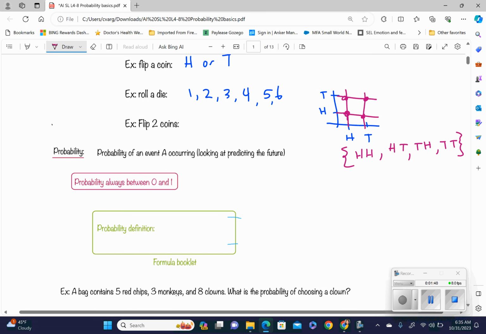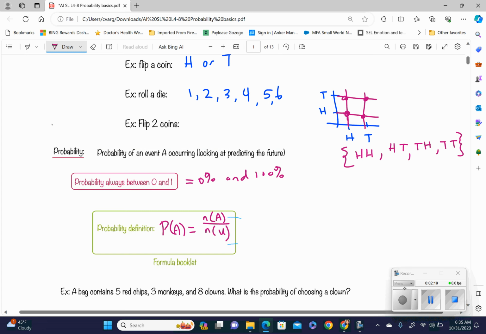All right, so things that you need to know. Probability of an event. The good thing about probability is it can predict what's going to happen in the future. The probability is always going to be between 0 and 1 as a decimal, and that's the same thing as between 0 and 100%. And we're going to talk about percent out of 100 in a bit.